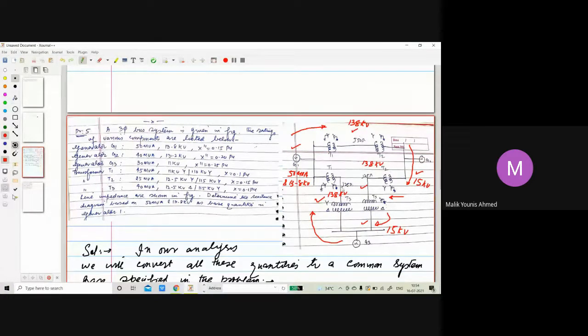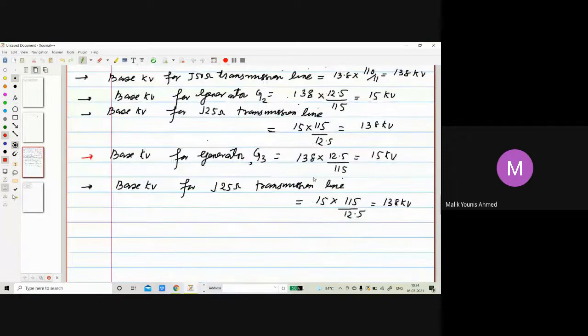Now last, you can again find, you should get 13.8, then all your calculations will be correct. So we'll see that. Otherwise we know the base kV there. So we can again write, for our cross checking, the base kV for generator G1, although we know it, but just for cross checking. What have we got till now? Base kV 138 multiplied by what?